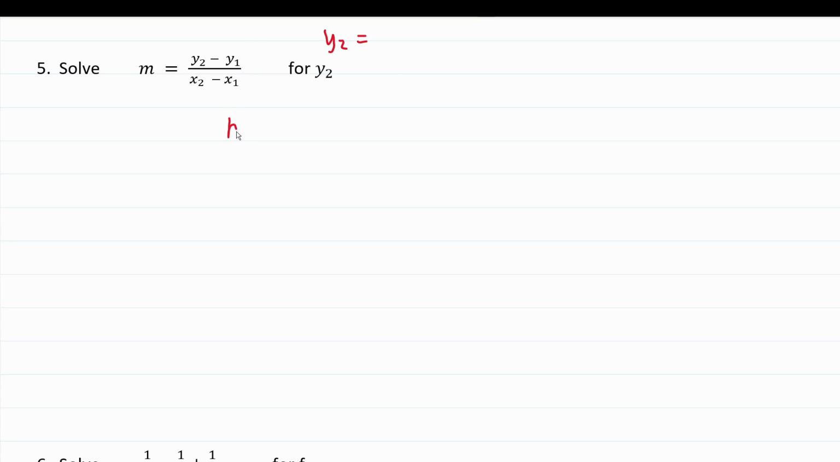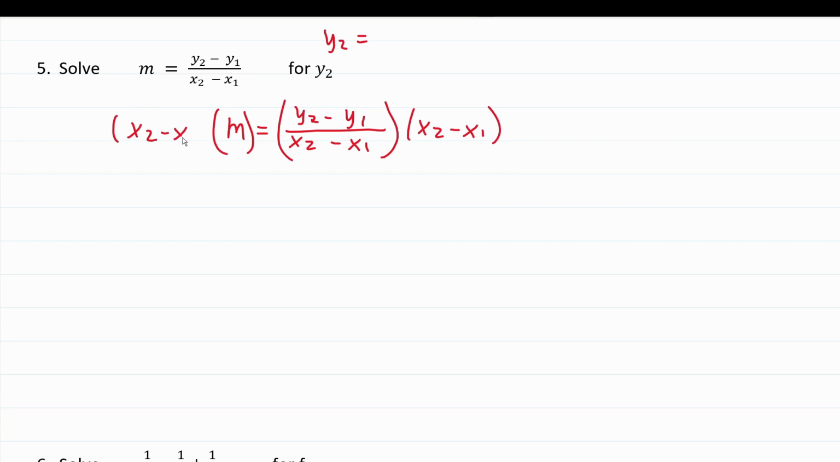Again, we have m equals y2 minus y1 over x2 minus x1. Again, we're solving for y2, but we have this x2 minus x1 in the denominator. We want to clear it. Again, this says divided by x2 minus x1. So we're going to perform the opposite and multiply both sides by x2 minus x1 to clear it from the denominator. This says x2 minus x1.